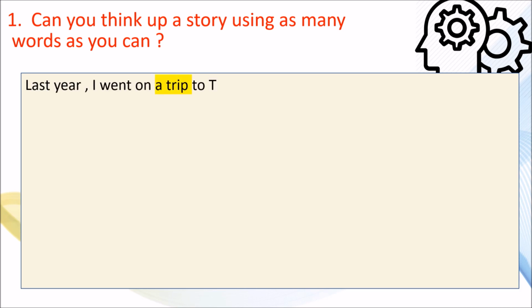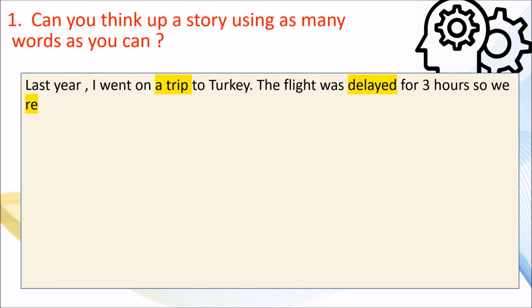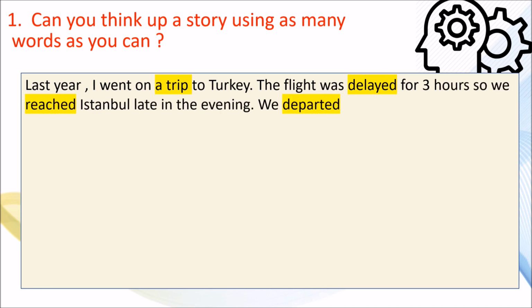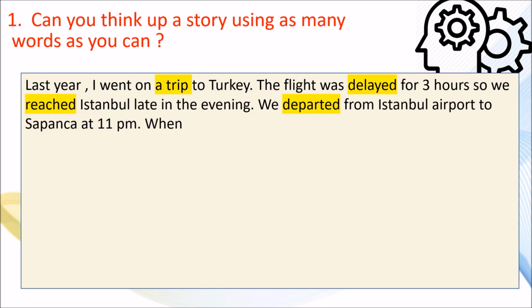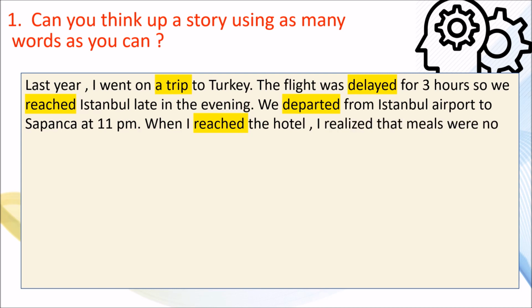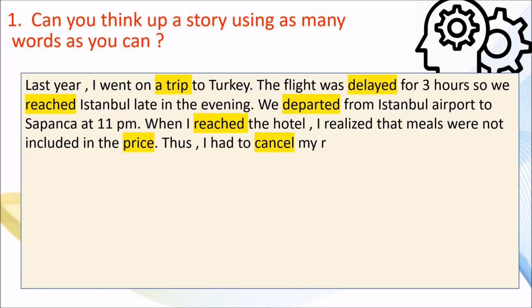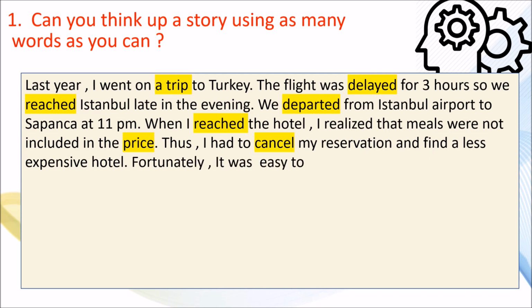Last year, I went on a trip to Turkey. The flight was delayed for 3 hours, so we reached Istanbul late in the evening. We departed from Istanbul airport to Sapanca at 11 p.m. When I reached the hotel, I realized that meals were not included in the price. Thus, I had to cancel my reservation and find a less expensive hotel.